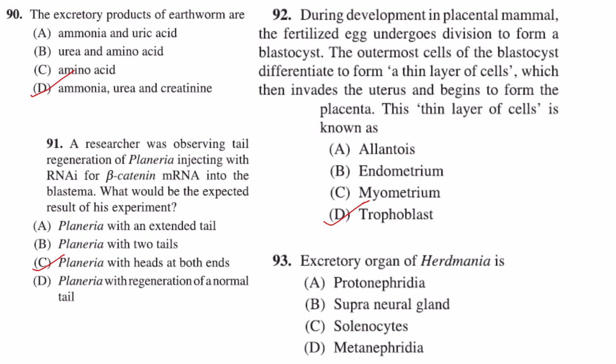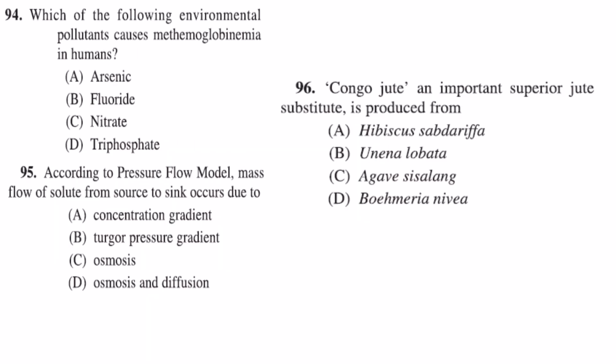Then excretory organs of Herdmania is solenocytes. Answer is option C. So coming to the next question. Which of the following environmental pollutants cause methemoglobinemia in humans? It is nitrate.